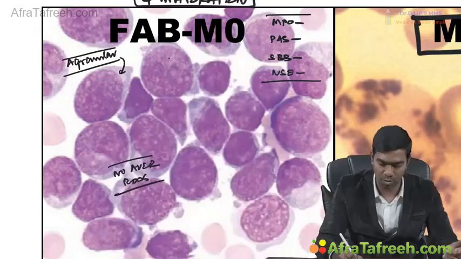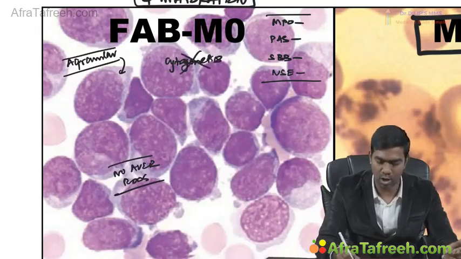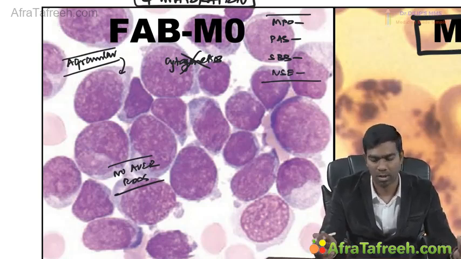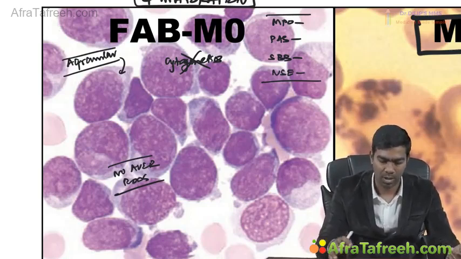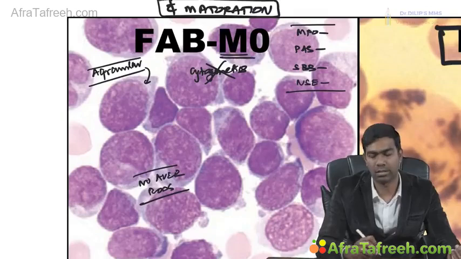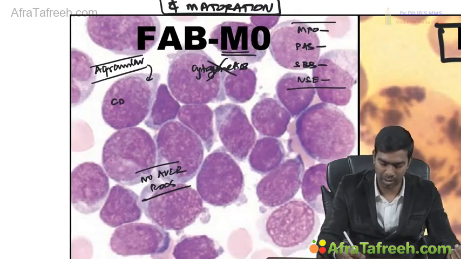Are there any prominent cytogenetic findings that these patients will have? No, absolutely not. Any typical cytogenetics to tell about this? No, not at all. There are no recurrent cytogenetic abnormalities for this AML M0 as well. But what will tell you that it's a myeloid blast is only going to be your CD markers.